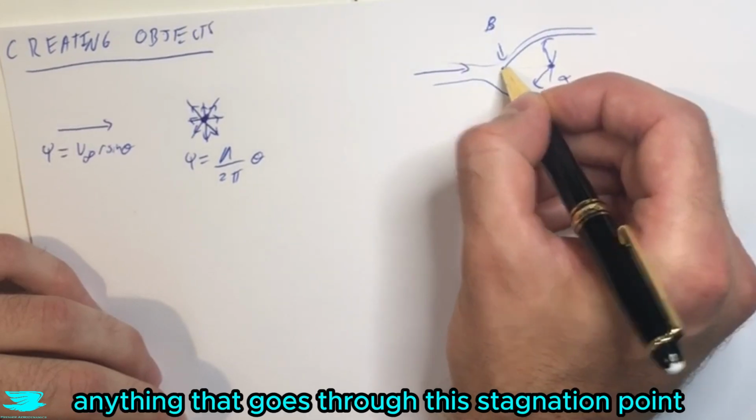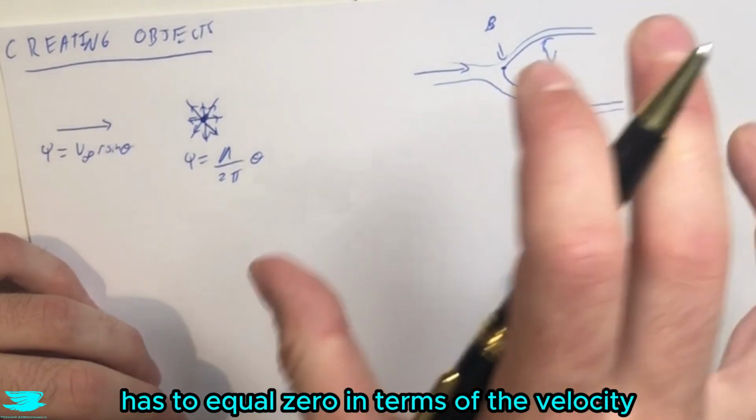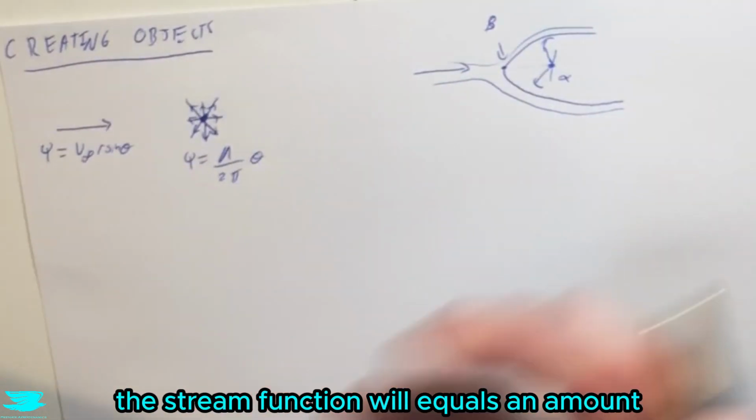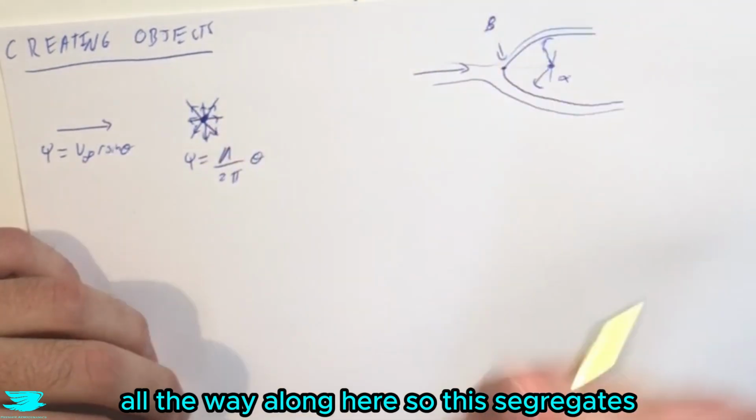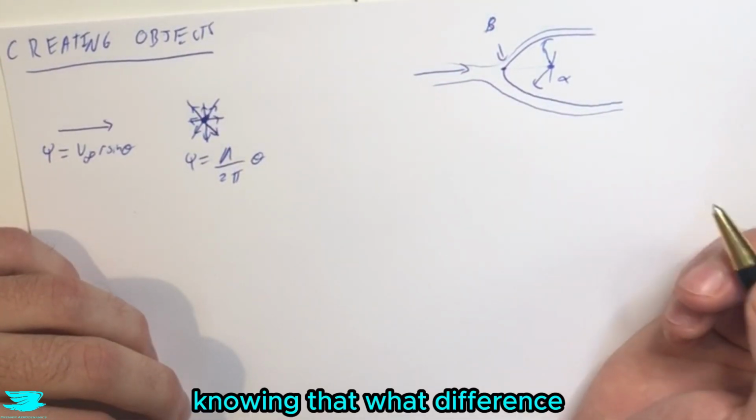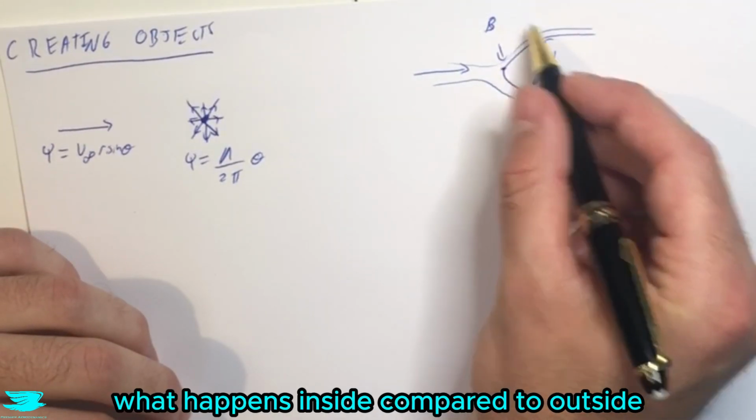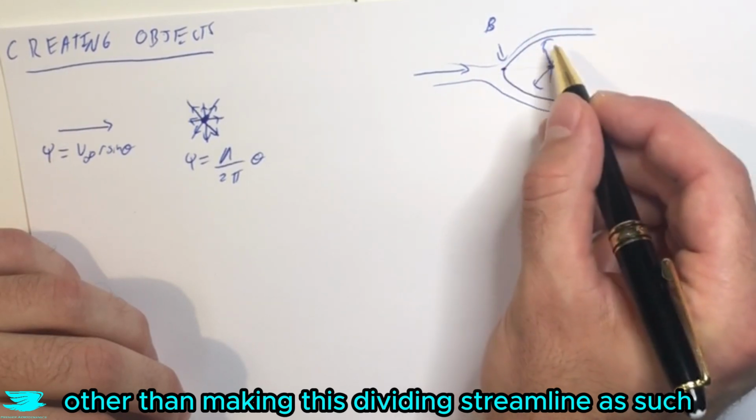And we know that anything that goes through this stagnation point has to equal 0 in terms of the velocities, and hence the stream function will equal a certain amount, and this streamline will equal that all the way along here. So this segregates the inside from the outside. Knowing that, what difference does it really make what happens inside compared to outside? Because the inside is not affecting the outside other than making this dividing streamline.